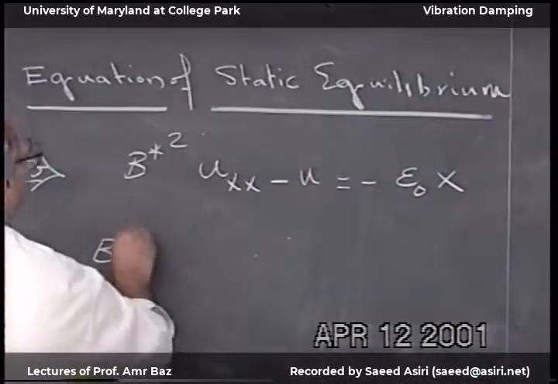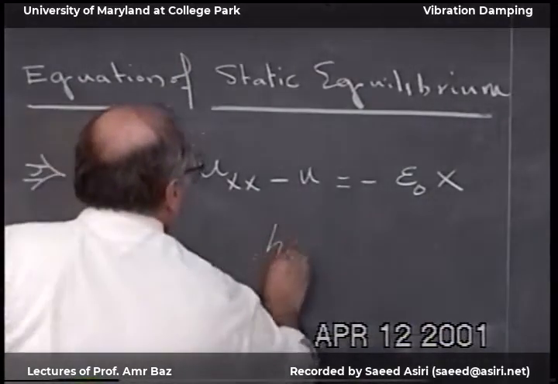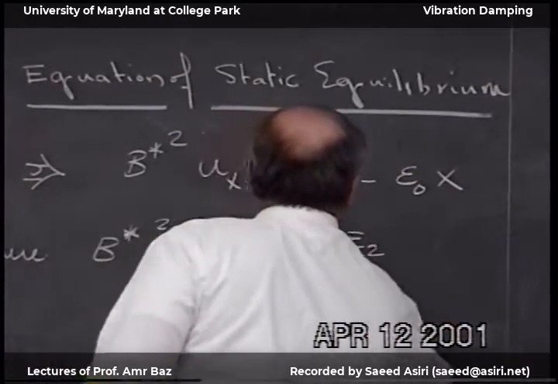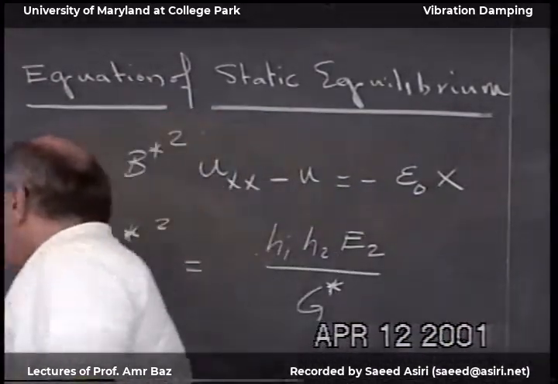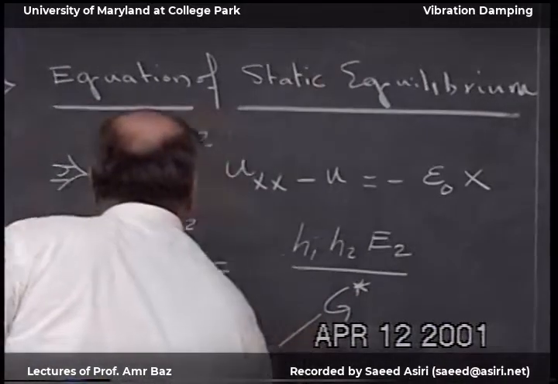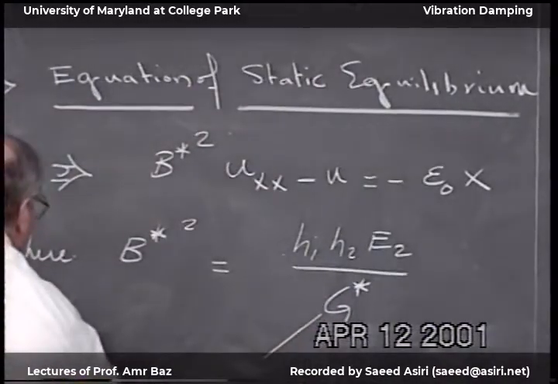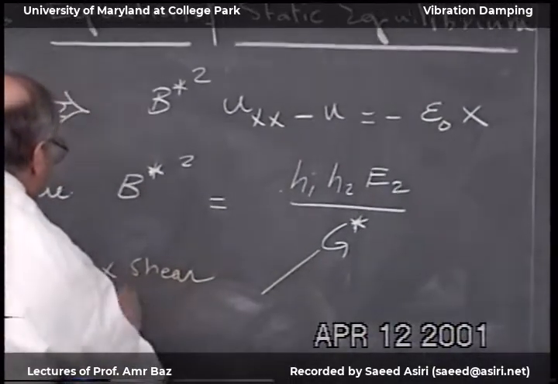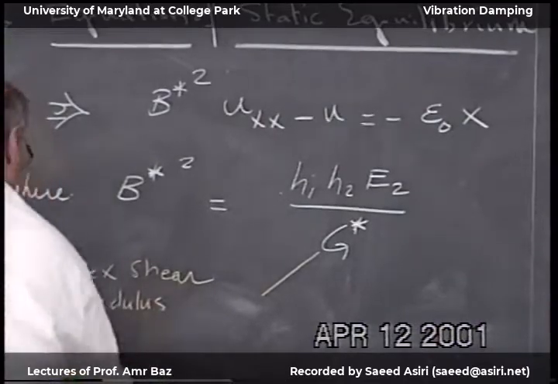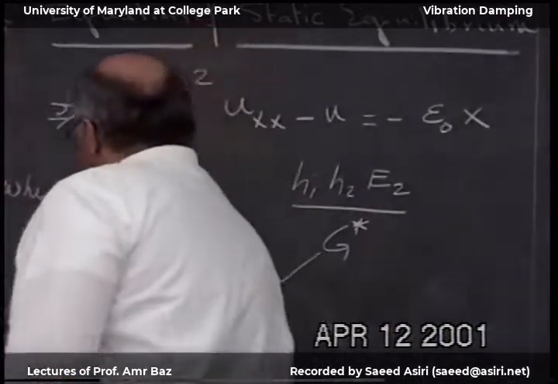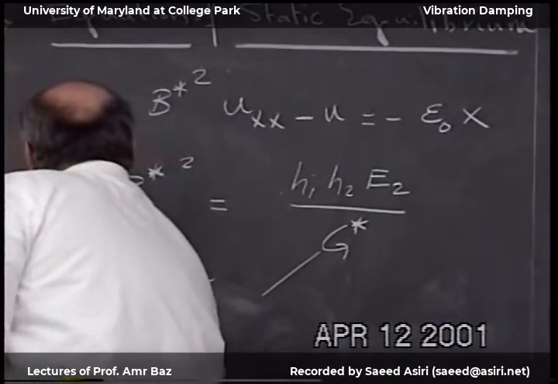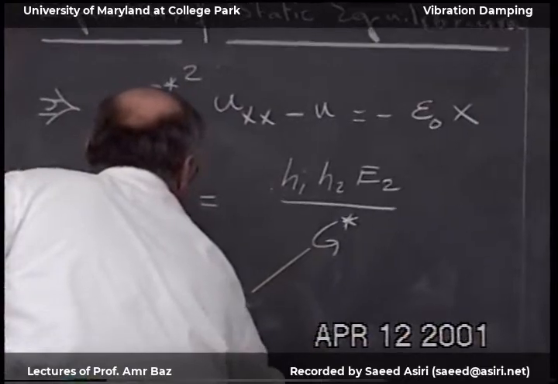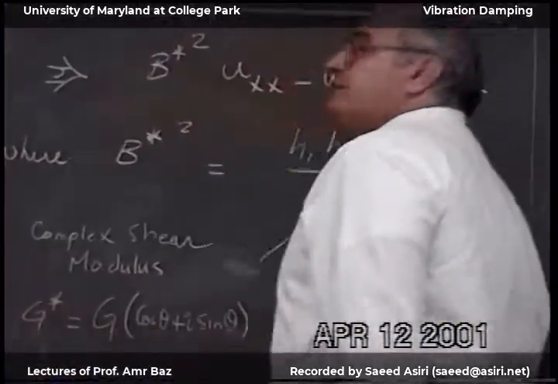V squared is equal to H1, H2, E2 divided by G star. And this is the complex shear modulus. We said that this is equal to some G sine theta.